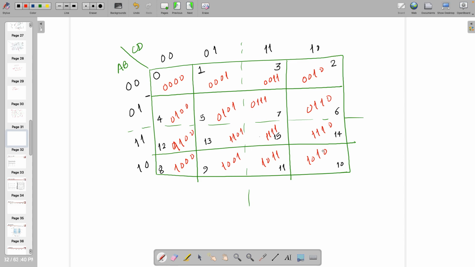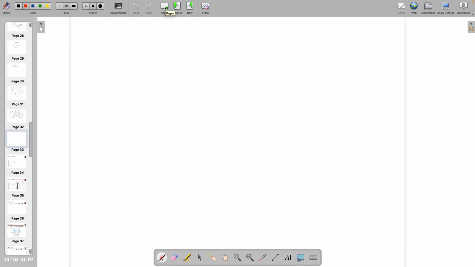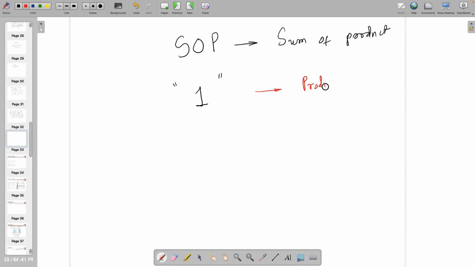When you are making the combination of 1s, there are actually 2 ways of combining. One is using sum of product. So, if you are using sum of product, then you have to make sure that you are combining all logic 1 entries, right? You combine all of them. When you are combining all of them, each term is going to give you a product, and each product term will be added, or it will be in terms of OR gate, so it will give you sum of product, right? So, this is what you are doing.